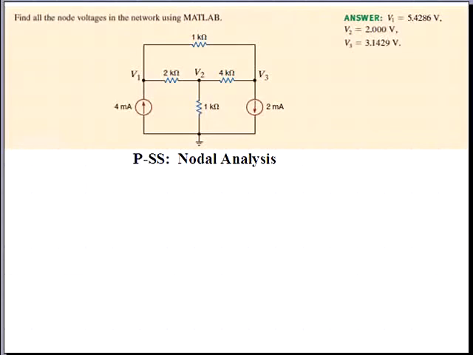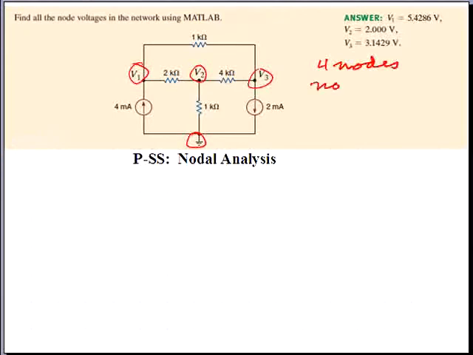This is Learning Assessment Problem 3.2. In this problem, we are to determine the node voltages in this circuit, and the problem-solving strategy will be that of nodal analysis. The three node voltages are indicated as V1, V2, and V3. The reference node has already been selected. We have 4 nodes in the circuit.